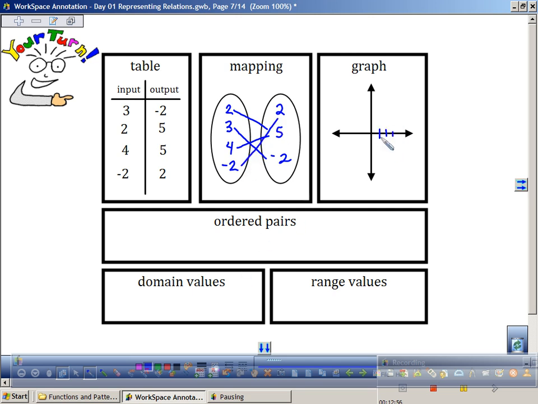Let's graph it. 1, 2, 3. -2. That goes there. 2, 5. Over 2 and up. 1, 2, 3, 4, 5. 4, 5. 1, 2, 3, 4, 5. And -2, +2. Ordered pairs. 3, -2. Thank you. 2, 5. 4 and 5.